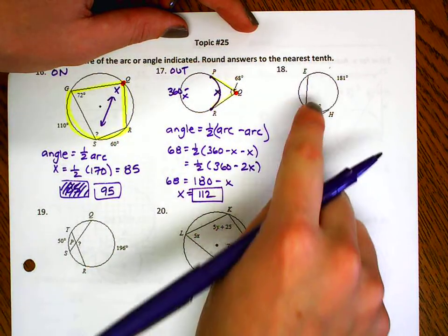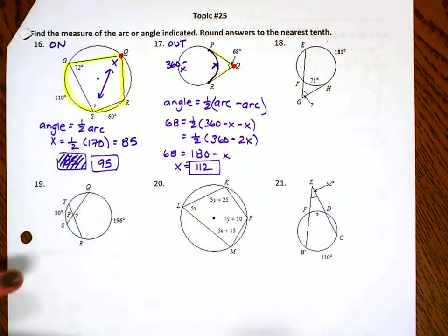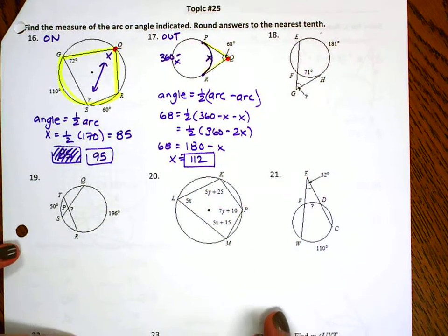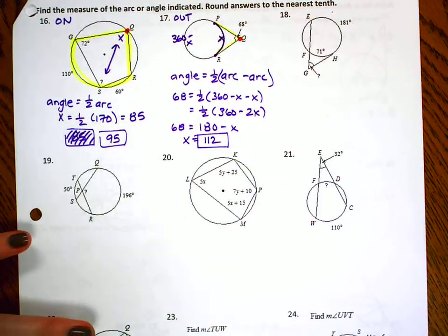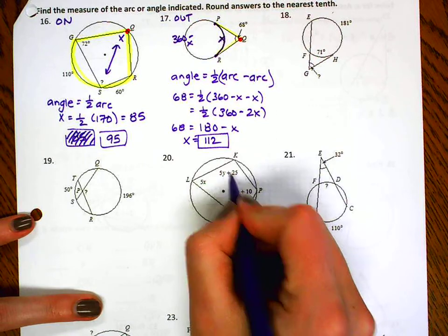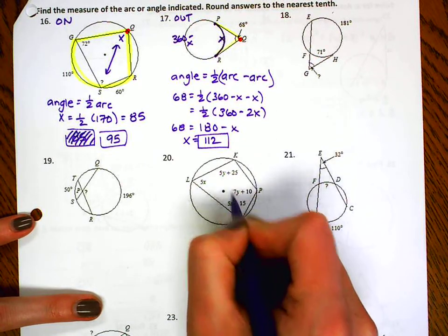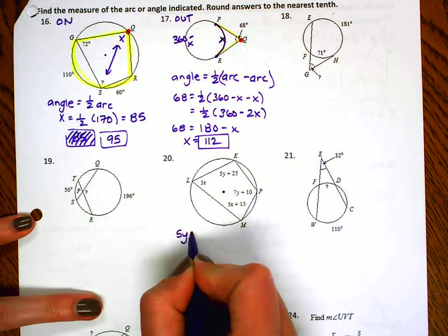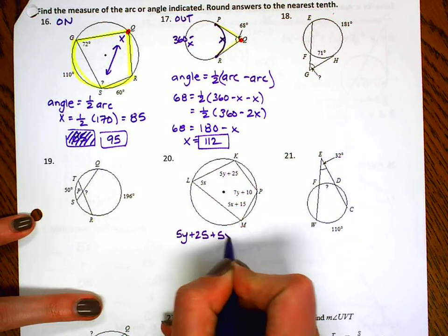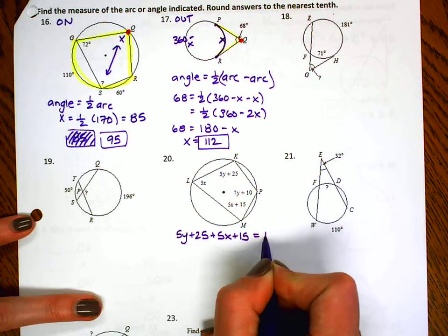Okay. I'll let you guys do 18 by yourself. You can do 19 by yourself. Number 20 is a lot trickier than I realized, but let me at least set it up for you guys. We know that opposite angles have to add up to 180. So 5y plus 25 plus 5x plus 15 equals 180.